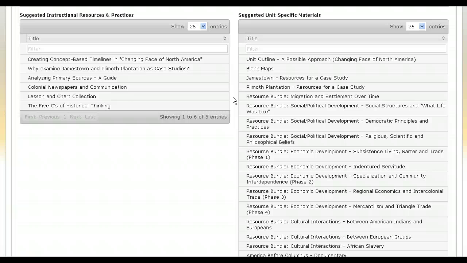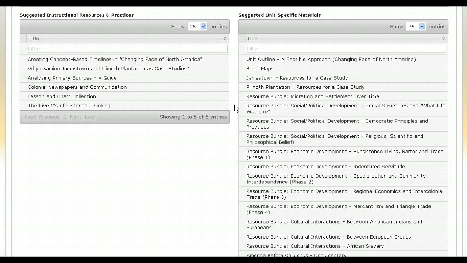So in this first resource bundle, Migration and Settlement Over Time, you're going to see a variety of resources that help you to facilitate that learning for students so they can begin to understand why people migrated to the colonies, where they went, and where they settled, and to consider some of those patterns that are connected to that.